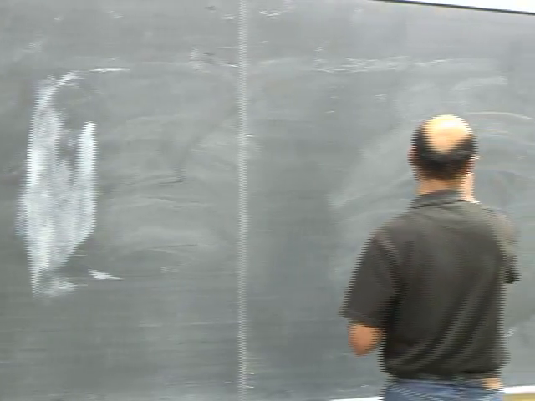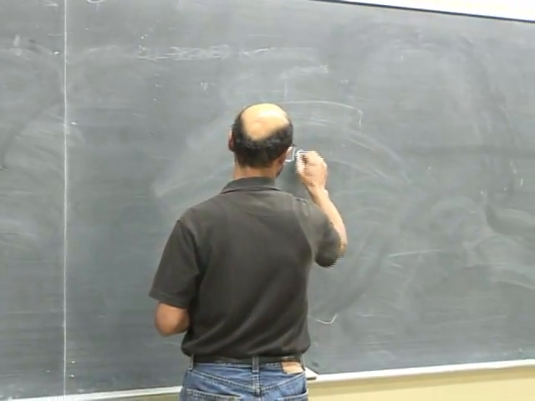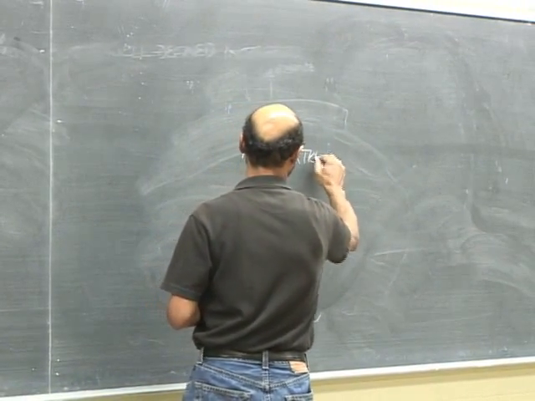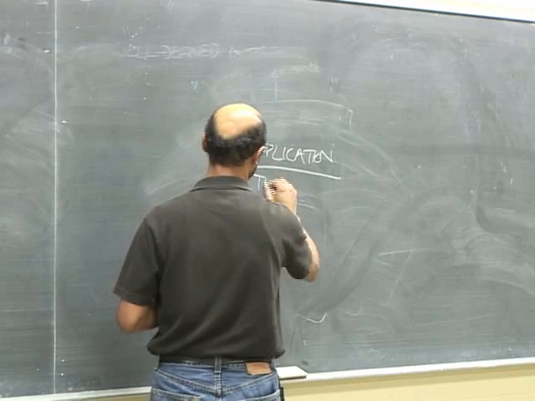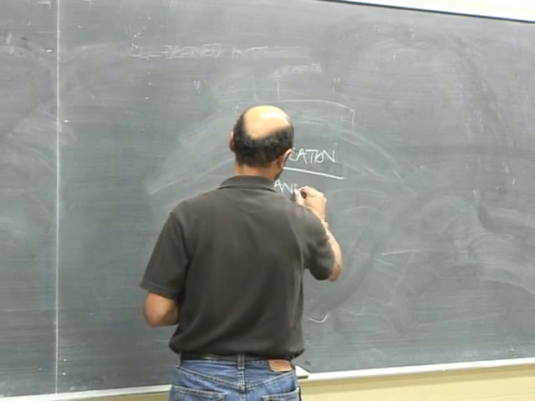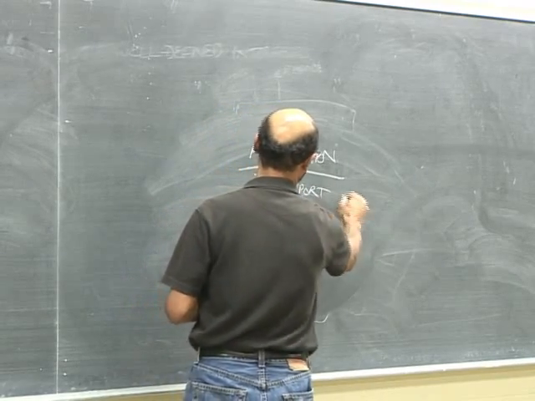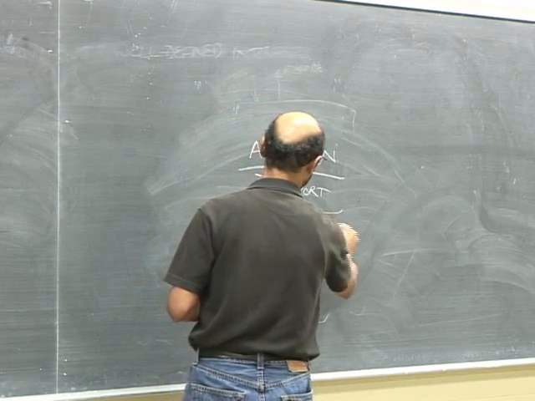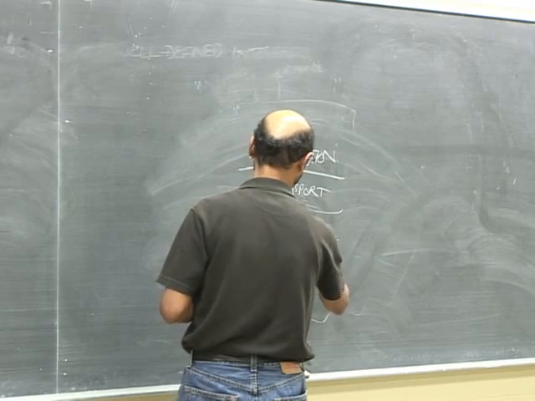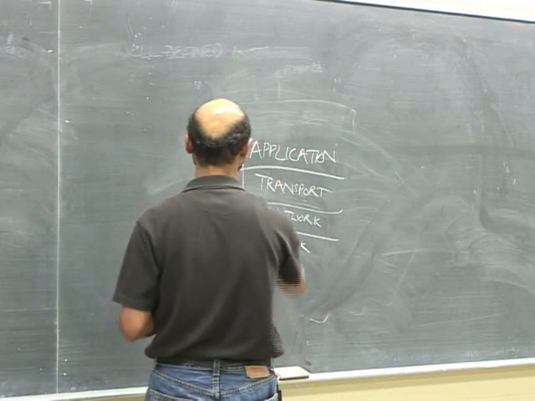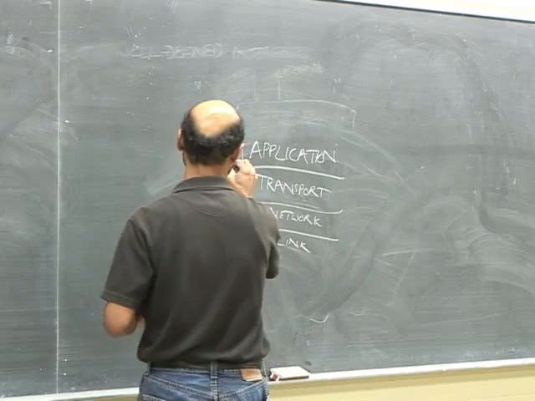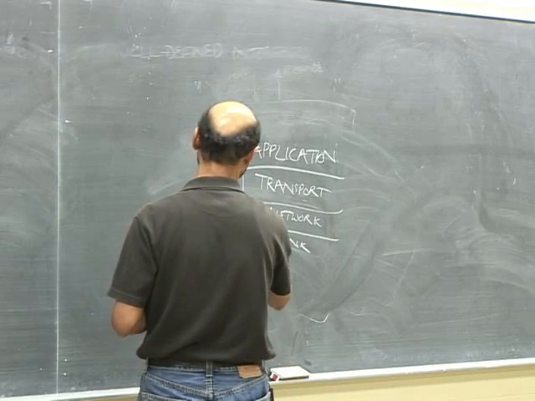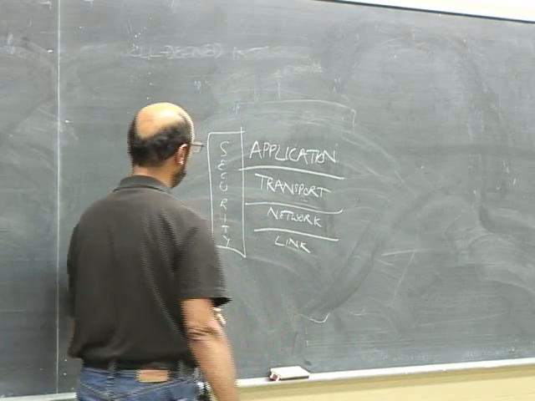So we started out with this application layer. And then below that, we had the transport. And below that, you have the network layer. And then we looked at link layer. And then security sort of sits off on the side, okay? Because it's true, it shows up at all these different layers.